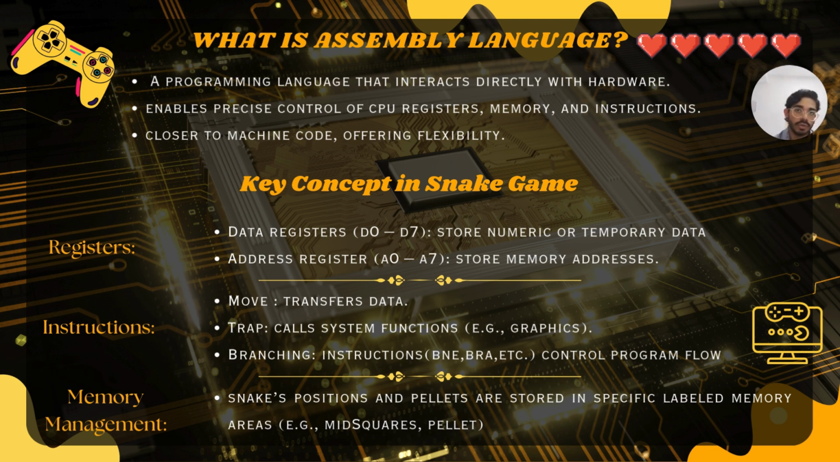Trap is used for system calls to perform specific tasks like drawing and interacting with the screen. Branching includes conditional and unconditional jumps for program flow.